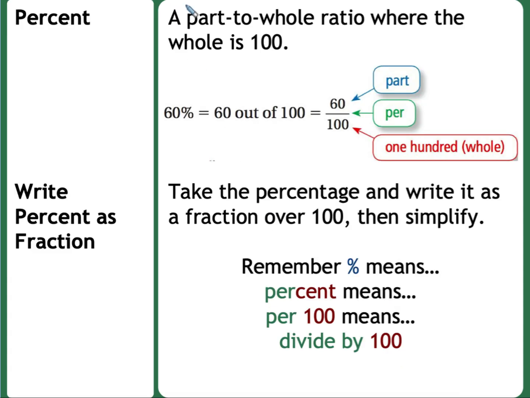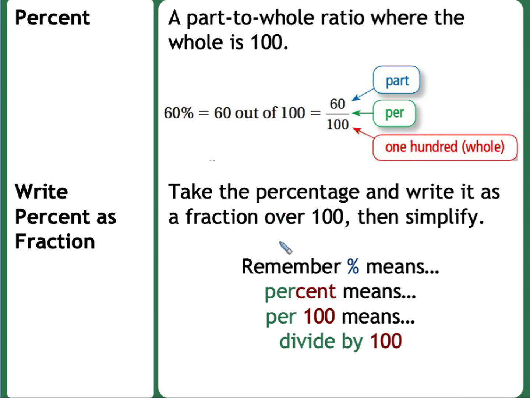Right? So let's go through the formal definition. A percent is a part-to-whole ratio where the whole is 100. So 60% is 60 out of 100. The part is 60. Per means we're dividing. Again, that fraction bar means division. 100. When I think of percent as a fraction, I like to kind of break down the word.